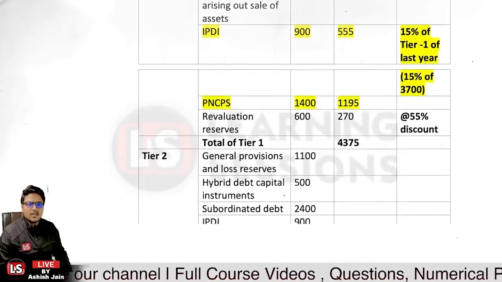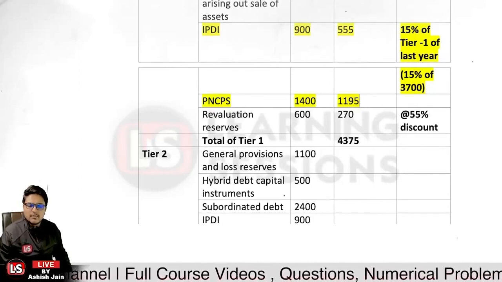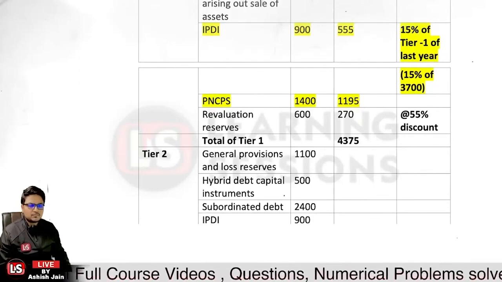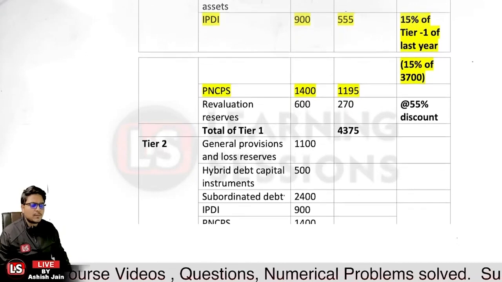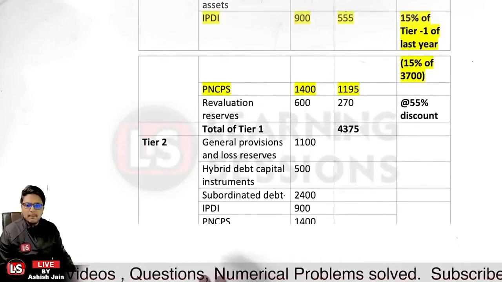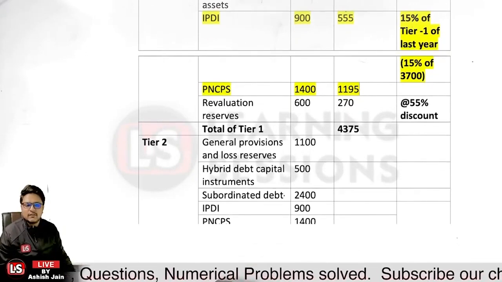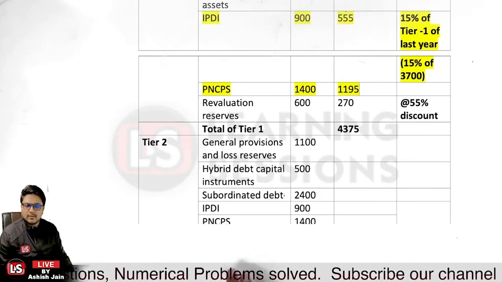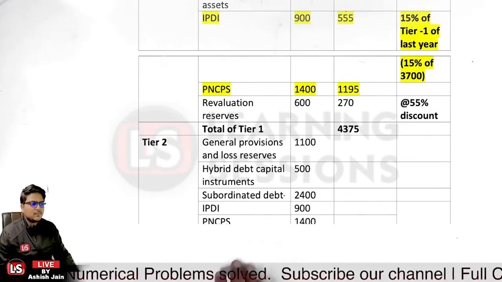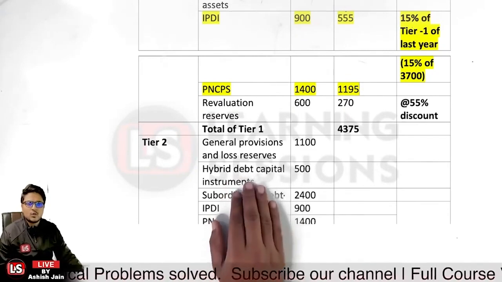Now let us have a look at the tier 2 capital. What is the maximum amount of tier 2 capital? Tier 2 capital can be maximally up to 100% of the tier 1 capital. And further, over here, general provisions and total loss reserves.